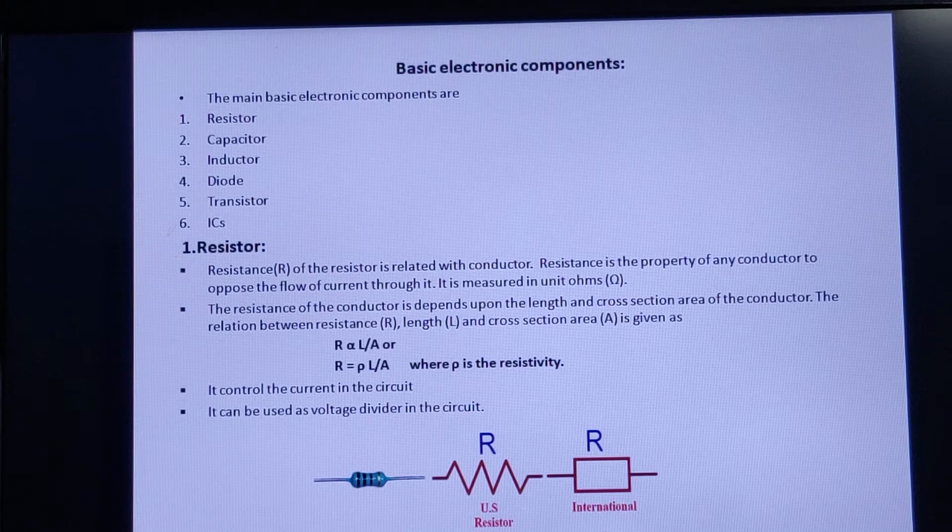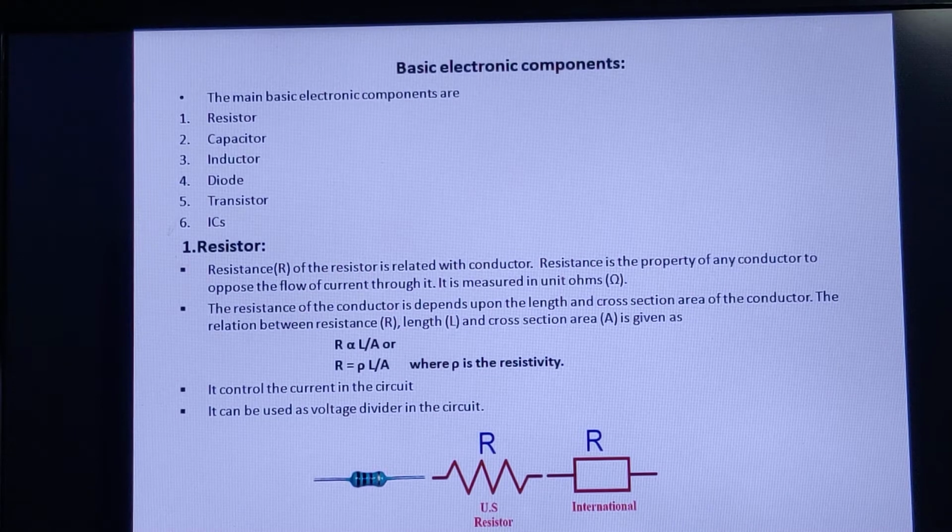R is directly proportional to L upon A, or R equals rho into L upon A, where rho is the resistivity of the material. From this equation it is clear that the resistance of the conductor is directly proportional to the length of the conductor and inversely proportional to its area of cross section.